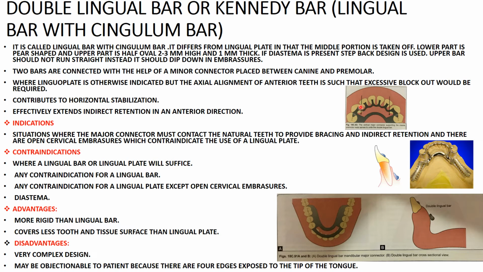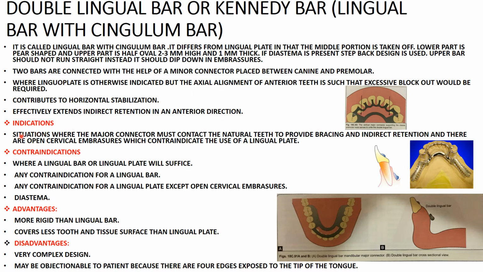If there is spacing present, the two bars are connected with the help of a minor connector between the canine and the premolar. Then where a lingual plate is otherwise indicated but there is axial alignment of the anterior teeth, in that case you have to give excessive blockouts. It contributes to horizontal stabilization, and it effectively extends the indirect retention in the anterior direction. So it helps in indirect retention too.